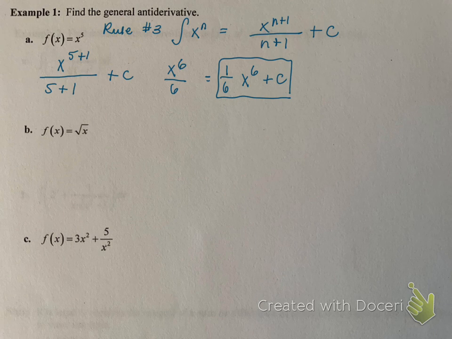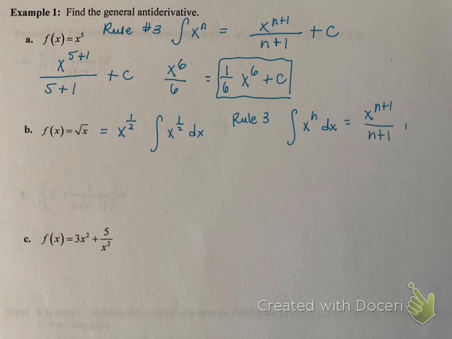Okay, let's look at b. B says we have the square root of x. So I don't have any powers or any rules that say square root of x. So I'm going to rewrite the square root of x as x to the 1/2. So I'm going to take the integration of x to the 1/2 in terms of x. I'm going to use the same rule. So rule number 3, and rule number 3 again says the integration of x to the n dx equals x to the n plus 1 all over n plus 1 plus c.